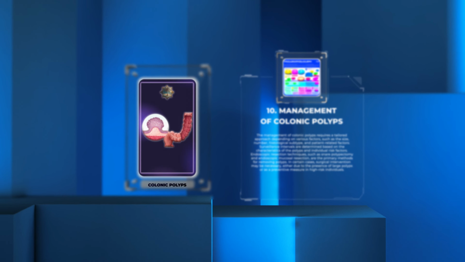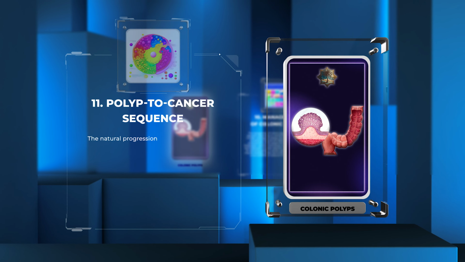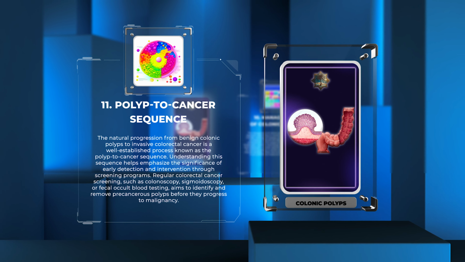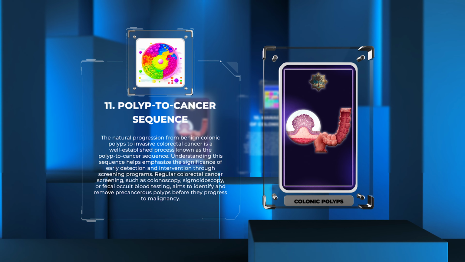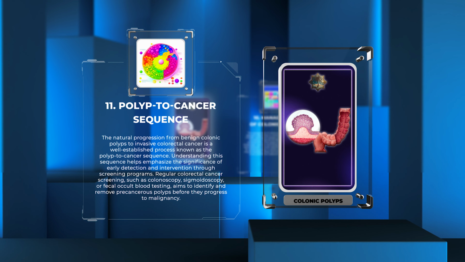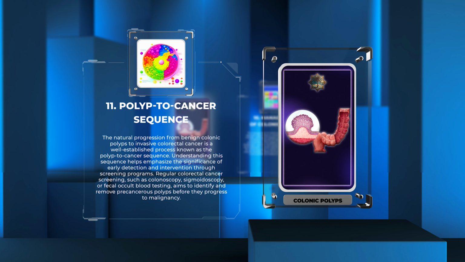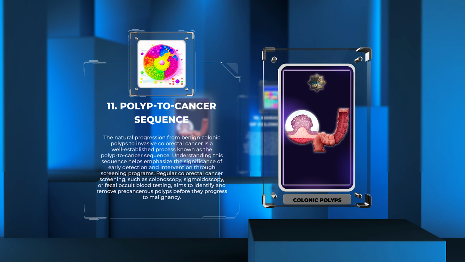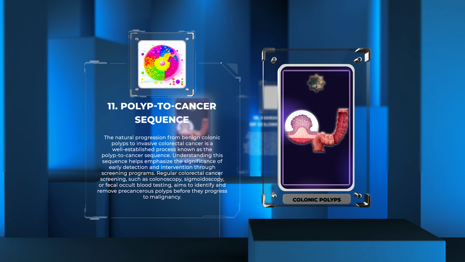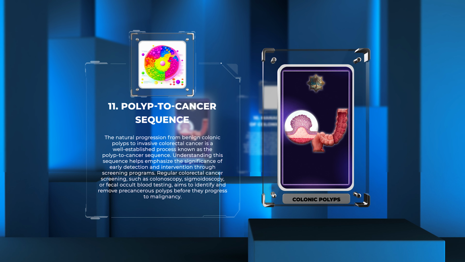measure in high-risk individuals. The natural progression from benign colonic polyps to invasive colorectal cancer is a well-established process known as the polyp to cancer sequence. Understanding this sequence helps emphasize the significance of early detection and intervention through screening programs. Regular colorectal cancer screening, such as colonoscopy, sigmoidoscopy, or fecal occult blood testing, aims to identify and remove precancerous polyps before they progress to malignancy.